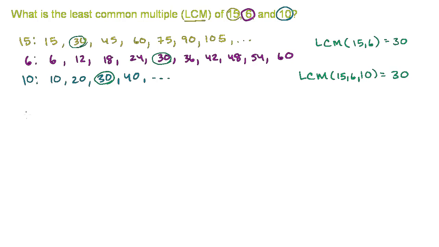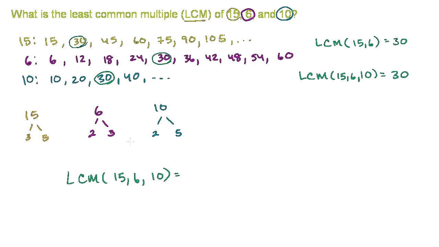So you could do it this way, or you could say 15 is the same thing as 3 times 5. And that's it. That's its prime factorization. Both 3 and 5 are prime. We can say that 6 is the same thing as 2 times 3. That's its prime factorization. Both 2 and 3 are prime. And then we can say that 10 is the same thing as 2 times 5. Both 2 and 5 are prime, so we're done factoring it. And so the least common multiple of 15, 6, and 10 just needs to have all of these prime factors.